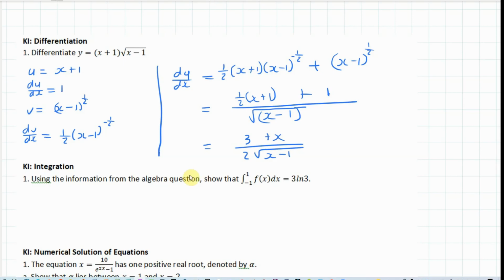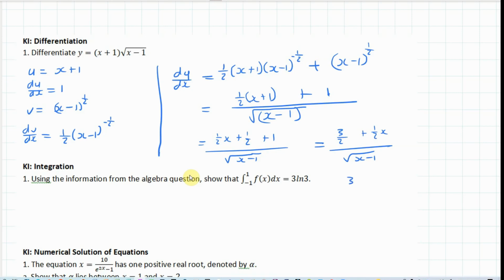Let's just go back a bit. I may have made a mistake here. So we get 1/2 x plus 1/2 plus 1 all over square root x minus 1. Yeah, so we get 3 over 2 plus half x all over square root x minus 1. And I think we can rewrite that as 3 plus x all over 2 times square root x minus 1. I think that's correct. Let's move on.